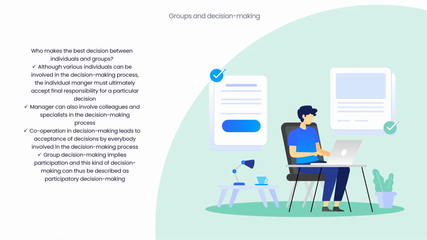Though you are dealing with your people, you can discuss with a subordinate, but finally you have the last say. A manager can also involve colleagues and specialists in the decision-making process. Cooperation in decision making leads to acceptance of the decision by everybody involved. Group decision making implies participation, and this kind of decision making can thus be described as participatory decision making.